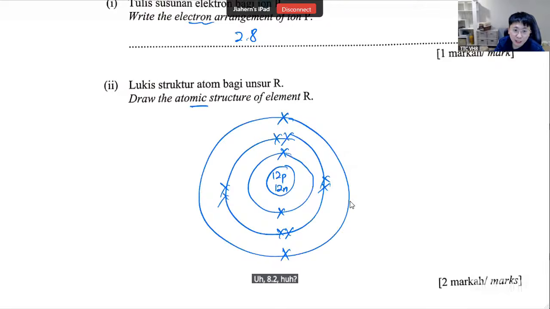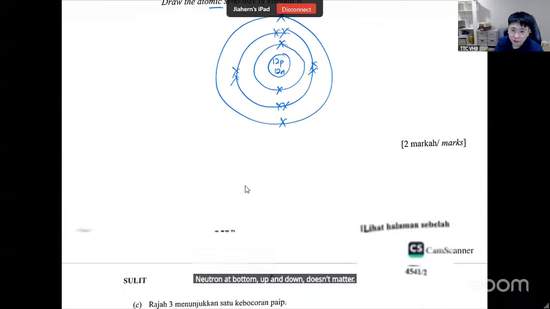Can we swap the N and P position? You mean neutron on the top? Can. Neutron at the bottom, up and down doesn't matter. All good. Can. So this time moving on.